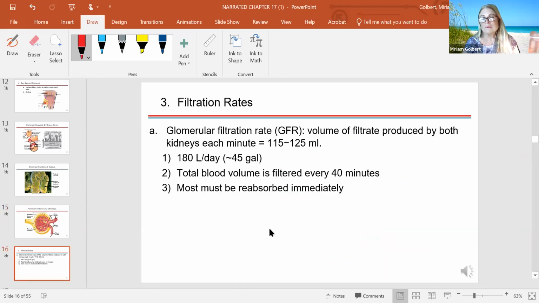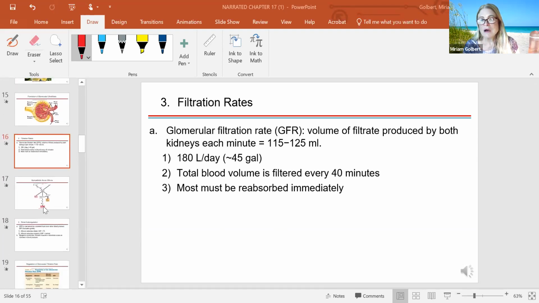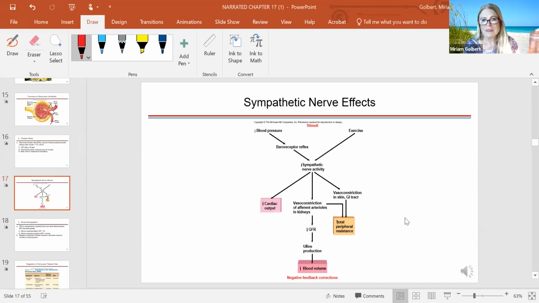So this is what we were talking about, that we have 180 liters a day. So it's about 45 gallons. That's a lot. And that means, with little math, that the total volume of blood, which is 5 liters, is filtered about every 40 minutes. And most of it needs to be reabsorbed immediately because it has to do with our blood volume. You don't want to do anything here.